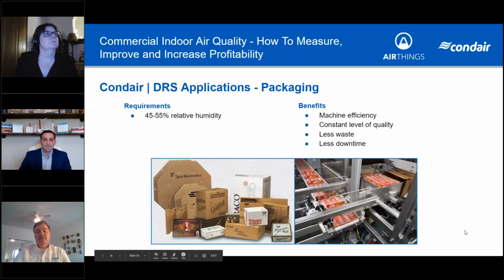Next, please. And it's very similar with packaging. This is another huge industry for humidification. Very similar requirements. Again, maintaining the integrity of the material that's running through the machines. So next, please.